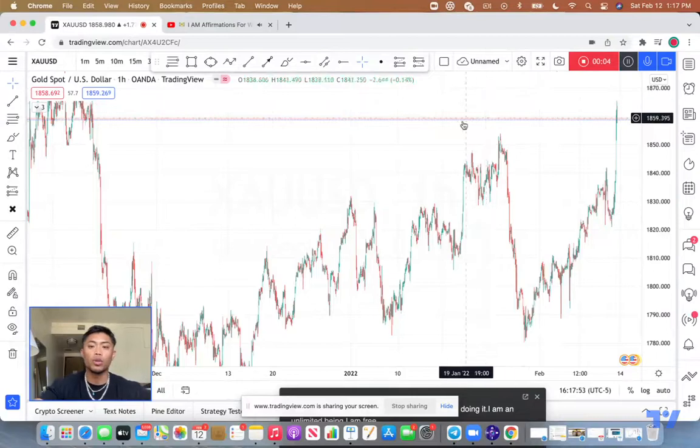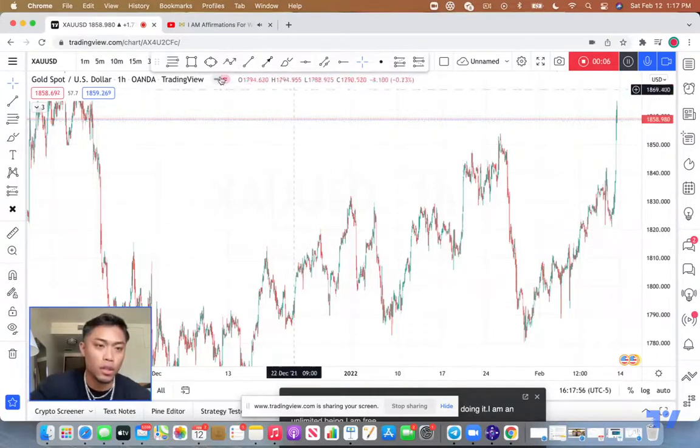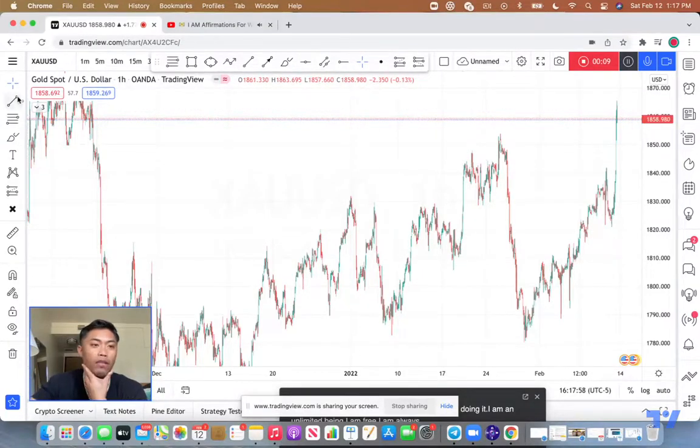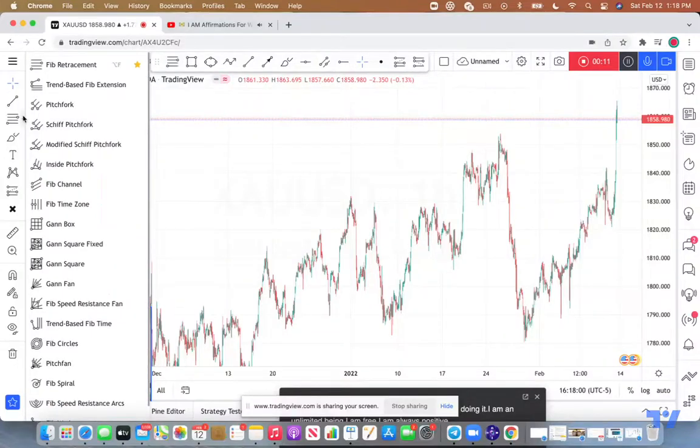So today, what I want to go over is some of the tools that we have here in TradingView. One of the biggest tools that I personally use is the Fib retracement. Fibonacci retracement. For the people that don't know what Fib is, right.